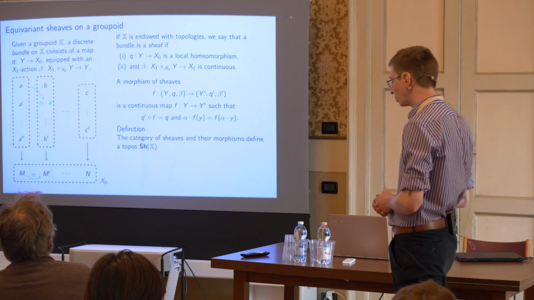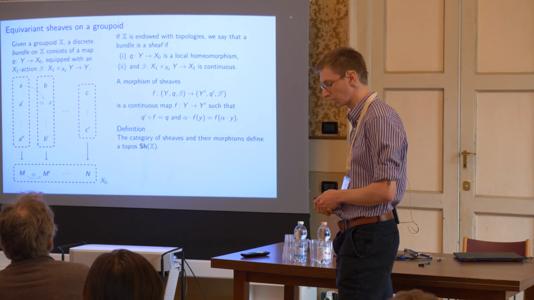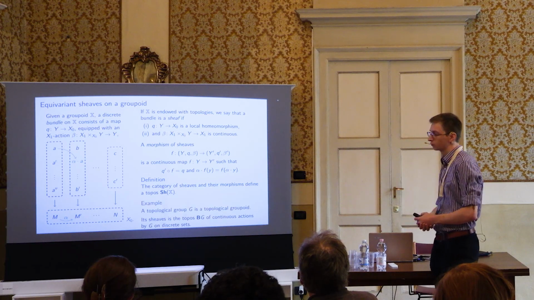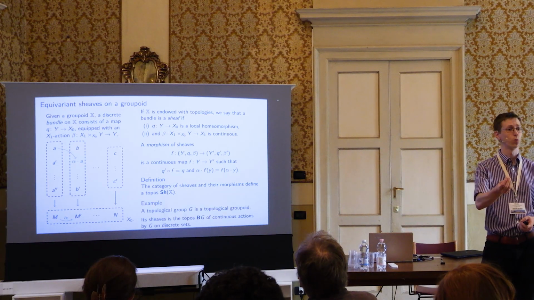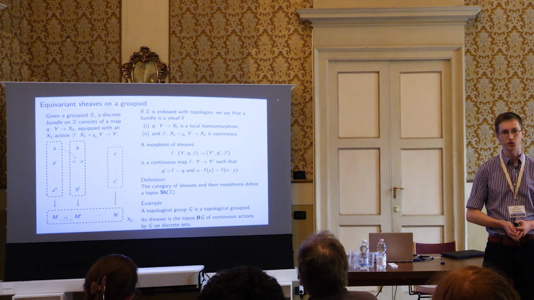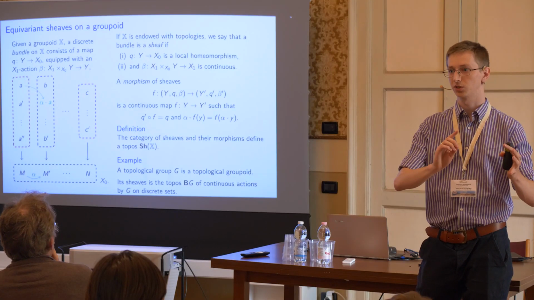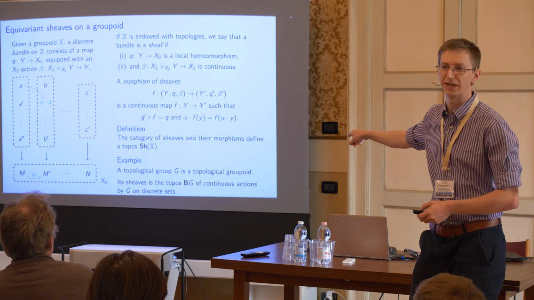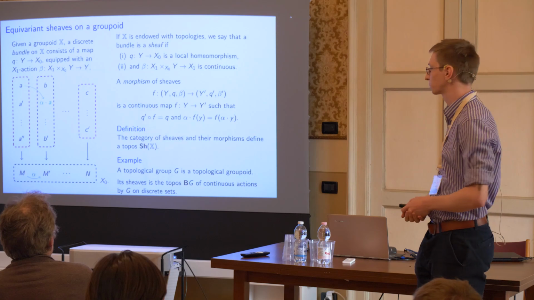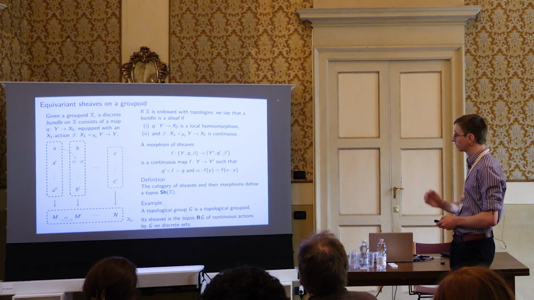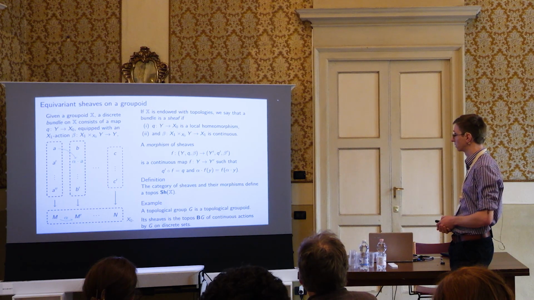So we can see that this generalizes some well-known examples of toposes. In particular, if we have a topological group, that's a one-object topological groupoid. Its sheaves correspond to the familiar topos of continuous actions on discrete sets, which is normally written as BG. So I've stuck with that in this presentation. Okay, so that was sheaves on a groupoid.